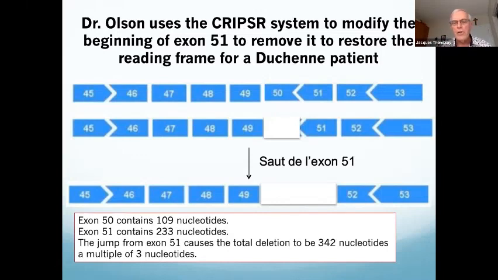Whereas what Dr. Olson is working on is using the CRISPR technology to modify the beginning of exon 51 so that exon 51 is eliminated when making the messenger RNA. And you now have exon 49 connecting with exon 52. You are restoring the normal reading frame. But the beauty of this approach is that the modification is made in the DNA, not in the messenger RNA. And so the treatment has to be applied only once. And then for the rest of his life, the gene is corrected and the patient will be able to make dystrophin. So this is ongoing research in animal models. Unfortunately, this type of treatment using CRISPR has not yet reached the Duchenne muscular dystrophy patient in clinical trial, but this is ongoing and this is promising.